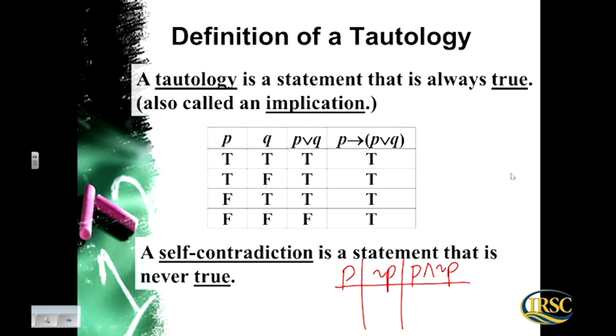Okay, so the only possibility for P is that it's either true or false. Then not P would be false or true. And then an and statement is only true when they're both true. Well, here we have false, false. Okay, so notice that your final column is all false. All of them came out false, so that's what shows you it's a self-contradiction.